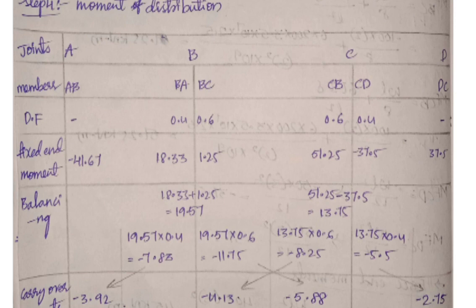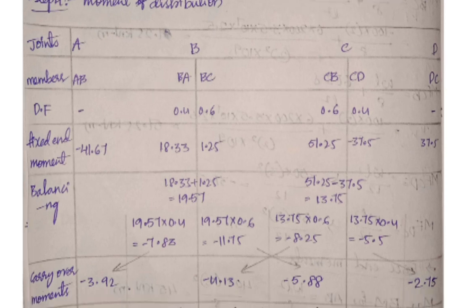So 18.33 plus 1.25 is 19.57. But here with opposite sign we need to multiply with the distribution factor. Minus 19.57 into 0.4, where 0.4 is the distribution factor. So minus 7.83. Again here, 19.57 into distribution factor 0.6, minus here, opposite side, so minus 11.75. Similarly 51.25 minus 37.5 is 13.75; minus 13.75 into 0.6 distribution factor is minus 8.25, and minus 13.75 into 0.4 is minus 5.5.